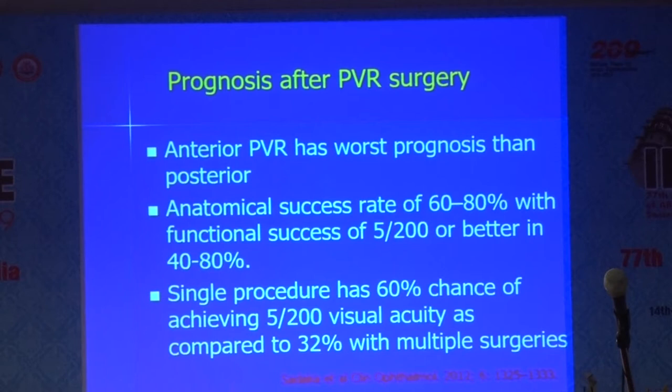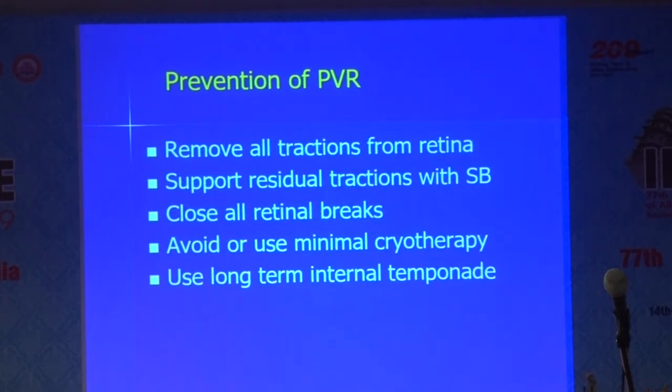If you can fix these retinas in a single procedure, you are much more successful. If you have to go in repeatedly, they have much lesser success. And the prevention, again, I would emphasize: remove all tractions from the retina during the primary surgery. Support all residual traction with SB. If you're in the periphery, you can always put a band, which we do in PVR cases. We may not do so otherwise in conventional, normal cases. But where we find we are not able to remove the hyaloid and we have a problem, do so. And close all retinal breaks meticulously.